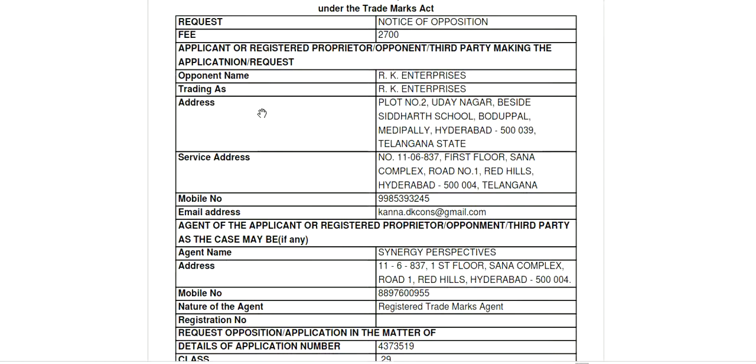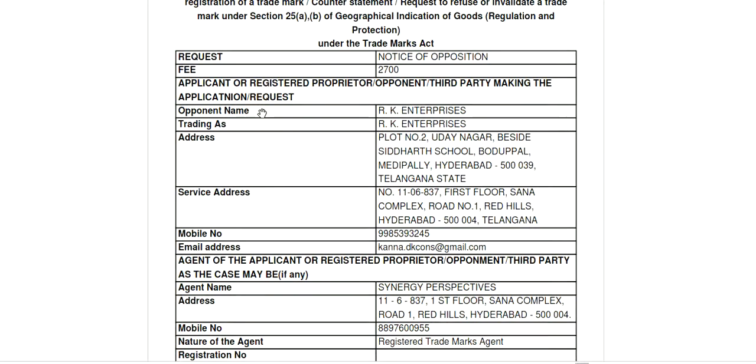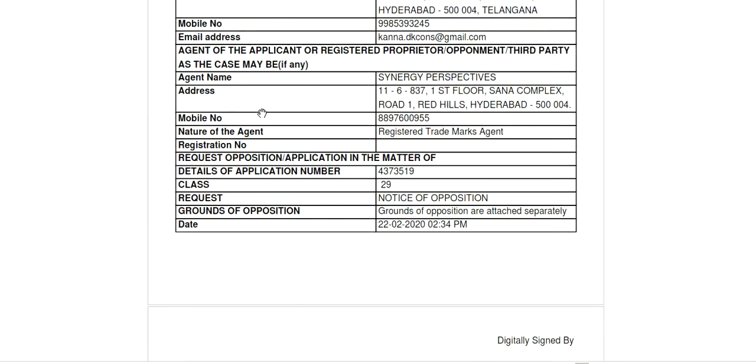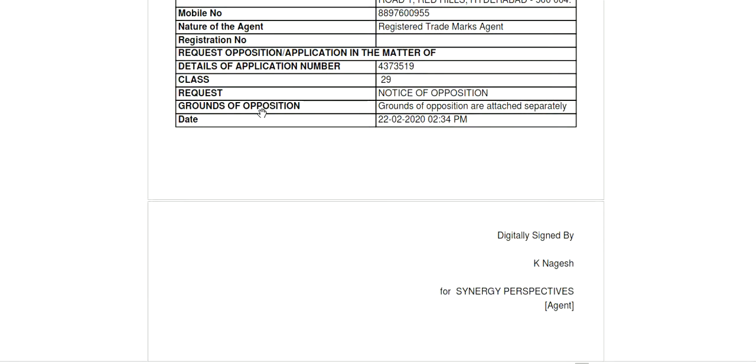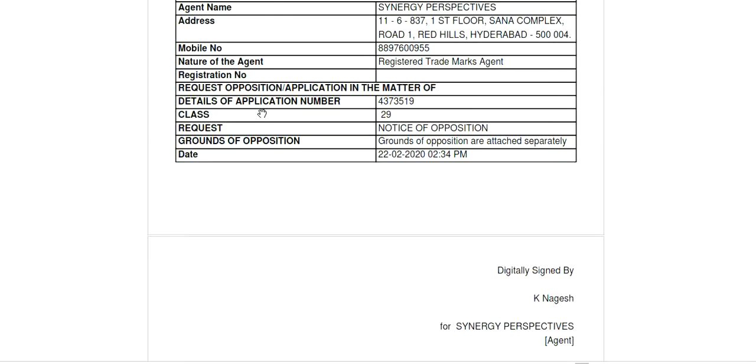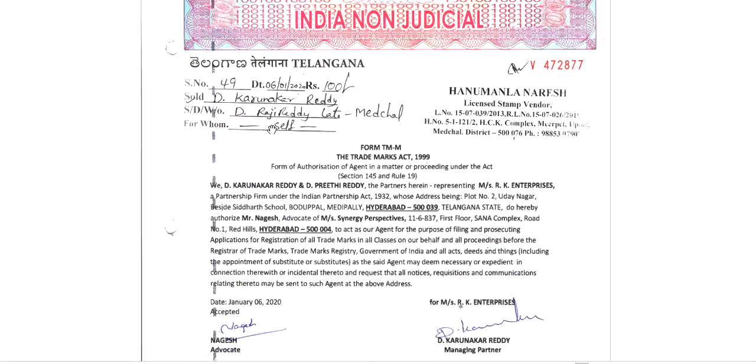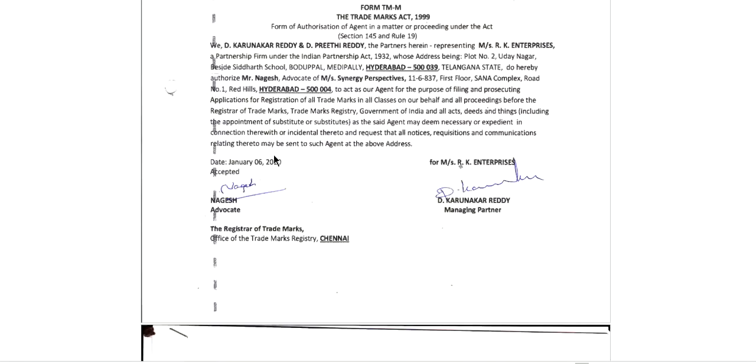So here is the notice of opposition. It also includes a fee, so you must pay a fee for a notice of opposition. Unless you pay the fee for the notice of opposition, your notice of opposition cannot be taken. The grounds for opposition are mentioned separately, because this column will not provide enough space, so they can state the opposition separately. Here there is a power of attorney given by this opposition party to their attorney, because in the case of Puthurikum, they are doing the opposition, so they are granting power to their agent to oppose the case. So this is the power of attorney.